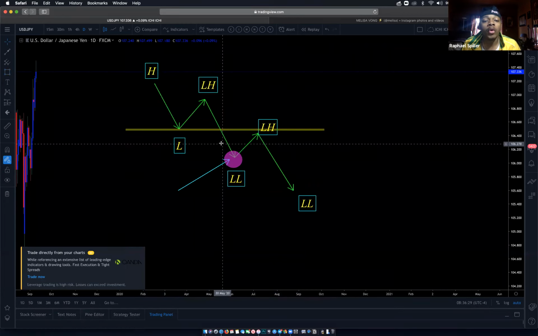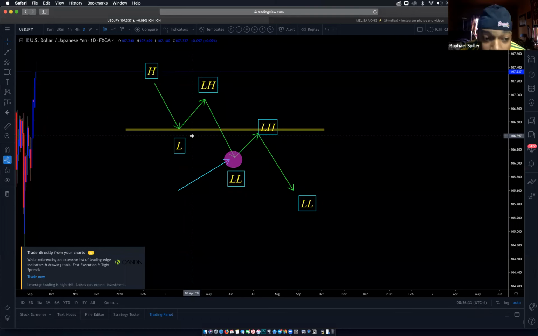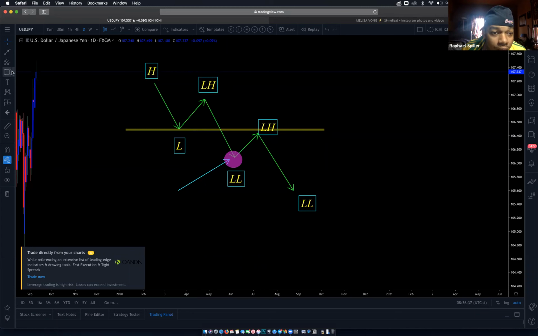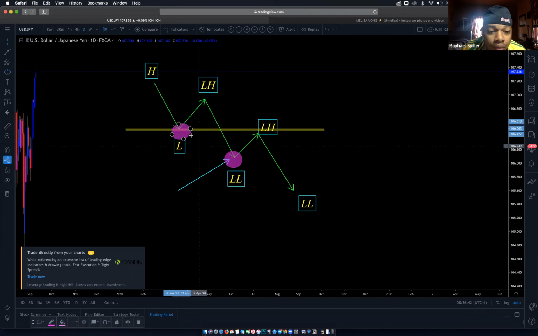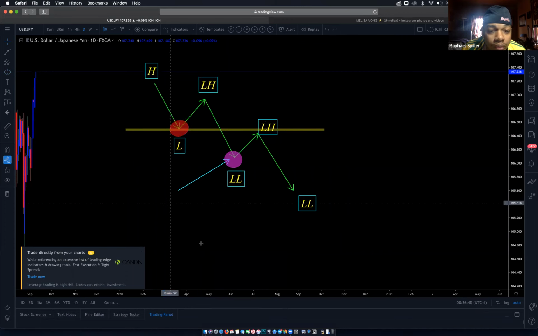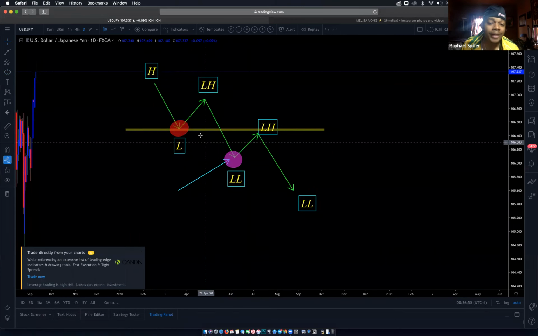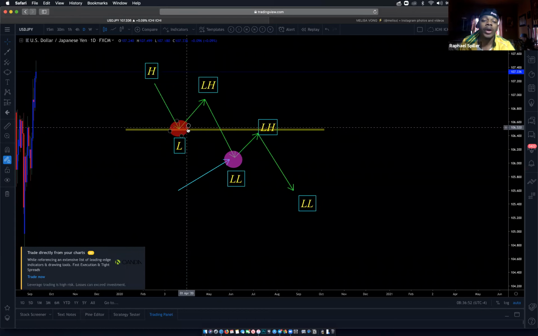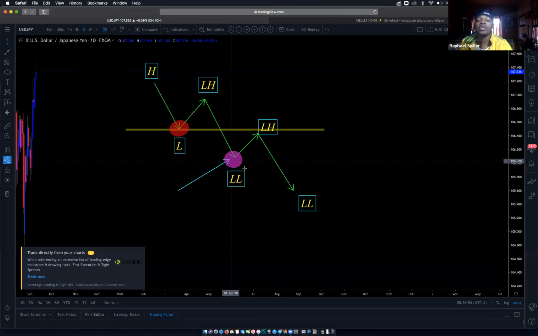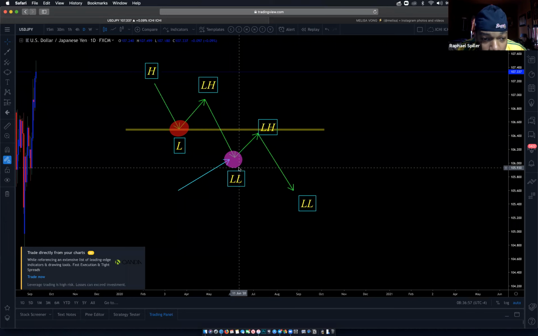In order for you to create a low, it has to break the previous low. It has to break it. It has to break here in order for another low to occur. It has to break this red circle in order for this purple circle to be created. That's how you create lows.